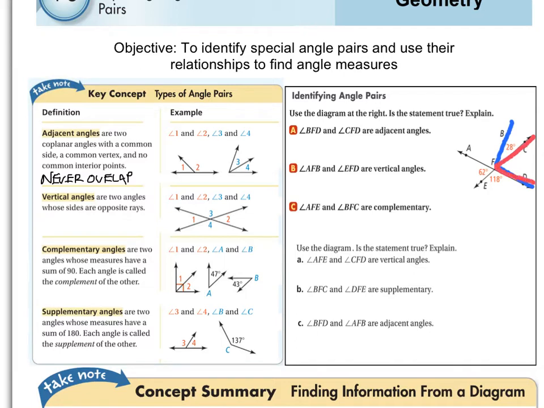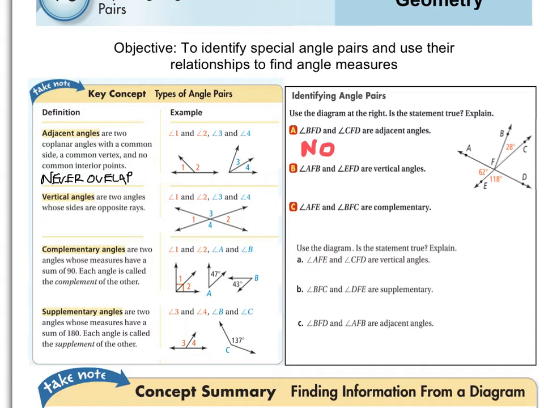So CFD. Are these adjacent angles? As you look at these, again, they should not overlap. You see that the blue angle overlaps onto the red angle. They share a side, but the side is not the side in the middle. It's the side on the end. So these are not adjacent angles. There's a no there. They're not adjacent angles.